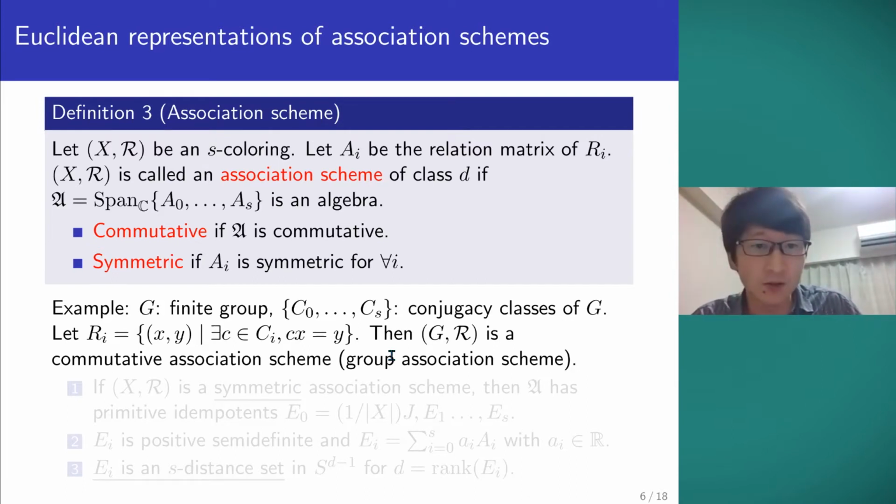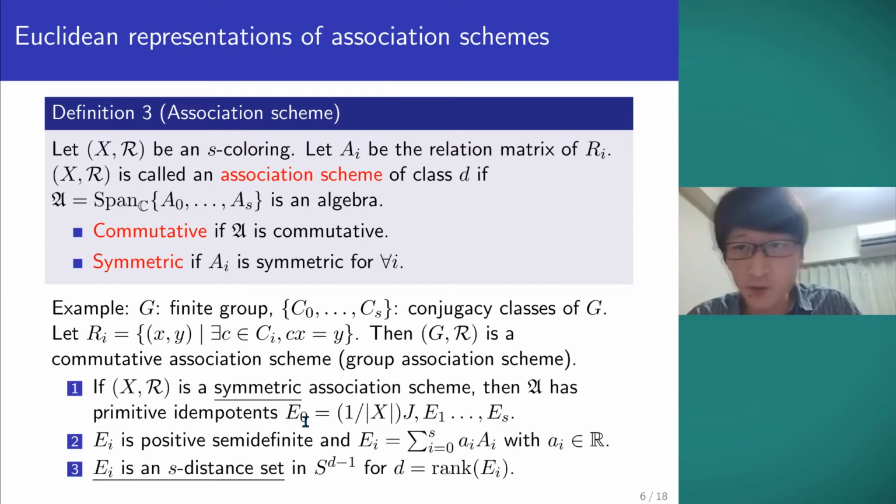So from finite groups, we can construct a lot of association schemes. And in this meaning, we say an association scheme is a combinatorial generalization of finite groups. From an association scheme, we can construct an S-distance set which has the structure of an association scheme.